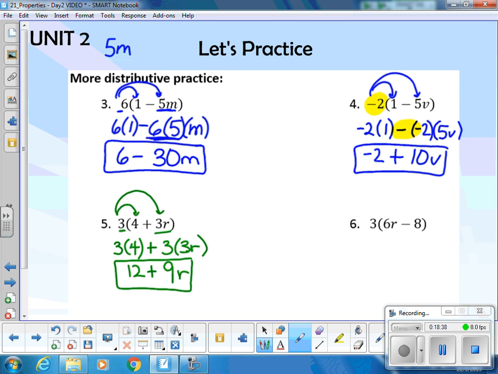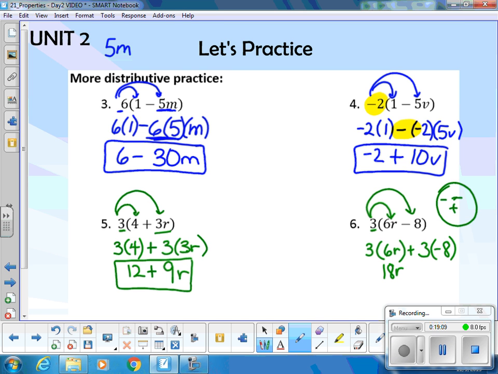Okay. Let's look at the next one. We'll look at number 6. We have again a 3. The 3 is going to kiss the 6R. 3, 6R. Now the 3 is going to kiss this -8. Okay, now 3 times 6 is 18. And the R tags along. And I have 3 times a -8. Integer rule says positive times a negative is a negative. 3 times 8 is 24. So there's my answers for those.